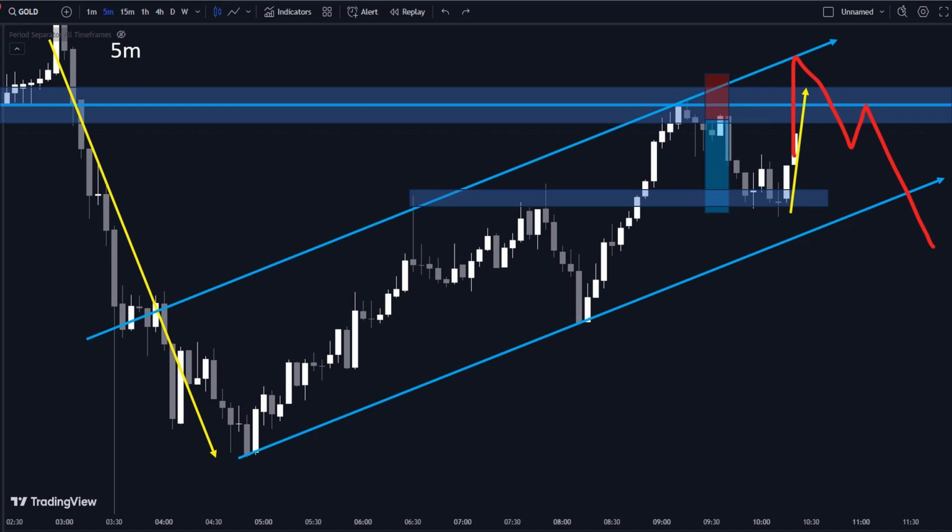And that's how we break down gold across multiple time frames to identify opportunities. Whether you're a swing trader, day trader, or scalper, understanding the relationship between time frames is essential for better decision-making.